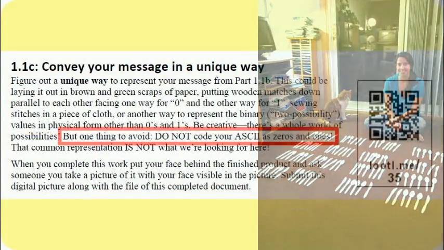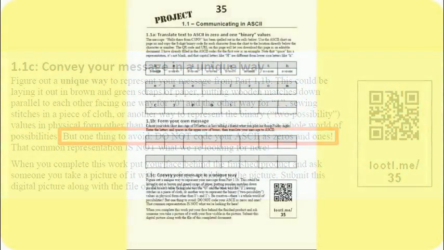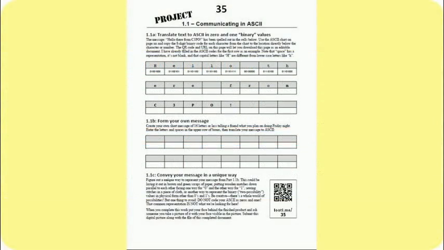One thing to avoid, don't code ASCII as zeros and ones. That's not what we're looking for here. And I'm not looking for you to take gumdrops and form them into the shape of ones and zeros. That's not the point either. It's not that hard. If you use gumdrops, for example, you would use one color for the zeros and one color for the ones. And then you would take a picture as you saw on the prior slide. And that's really all there is to doing project 1.1.